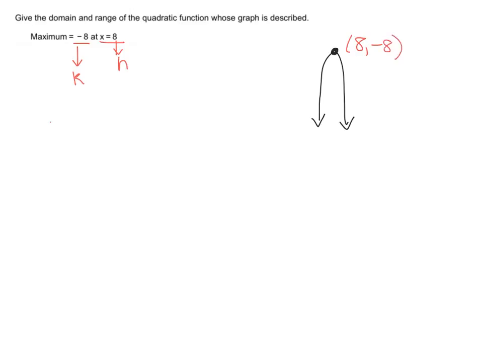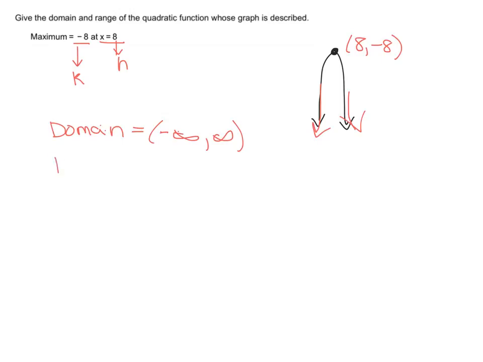Now I want to know the domain. The domain is the set of all x values, and like we said before, for all quadratic functions, the domain is always negative infinity to positive infinity. And that's because these tails will keep on going out and eventually hit all of the x values. So there'll be an x value for all x values in each ordered pair that the parabola has.